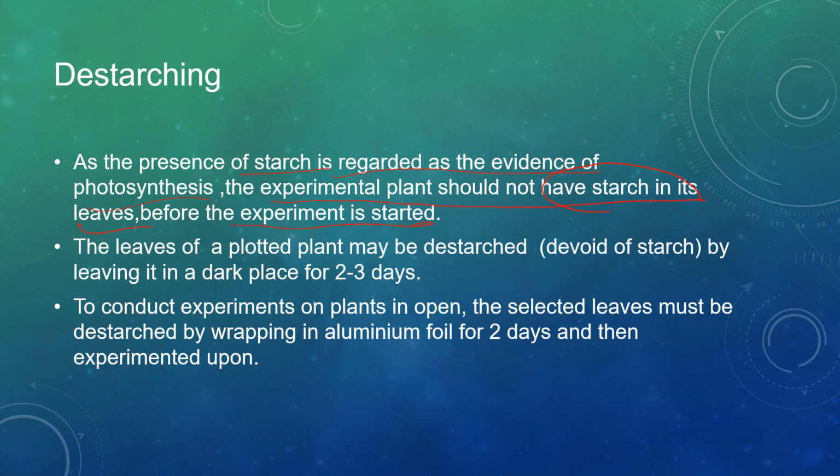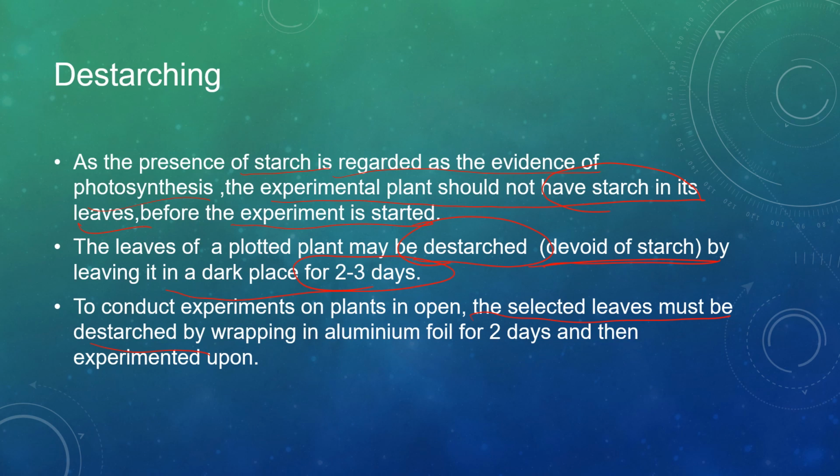If we want the leaves to be devoid of starch, that is, destarched, we leave the plant in a dark place for 2 to 3 days, and it becomes devoid of starch. Now, to conduct experiments on plants in open air, the selected leaves must be destarched. We can't put the whole plant inside for 2 to 3 days.